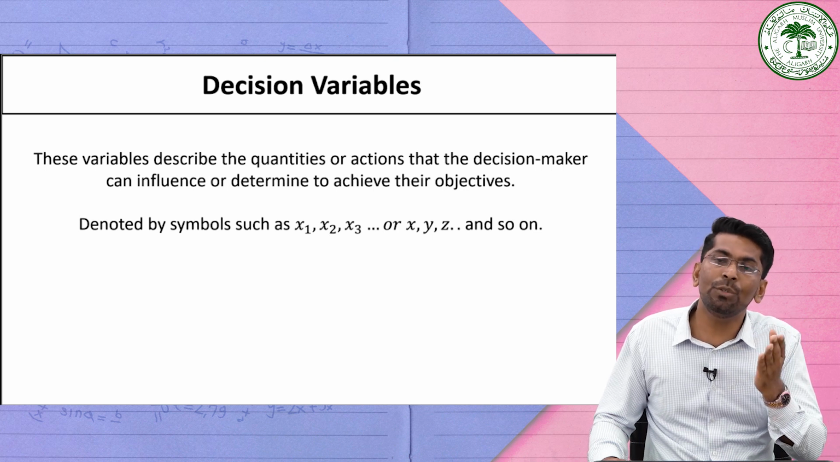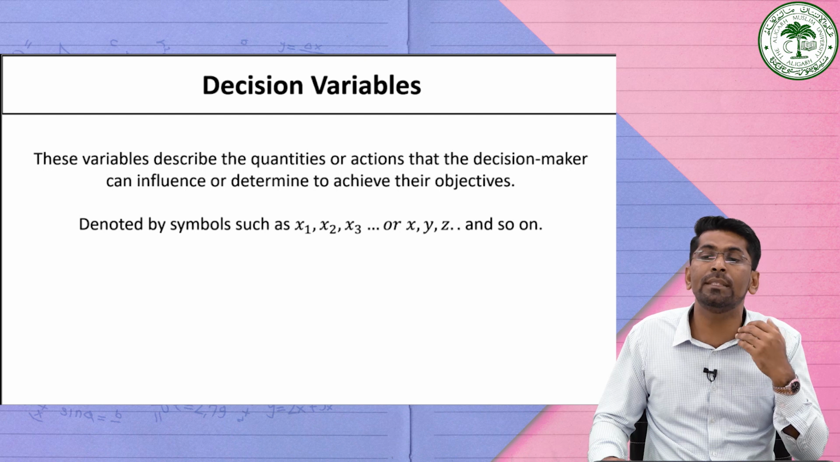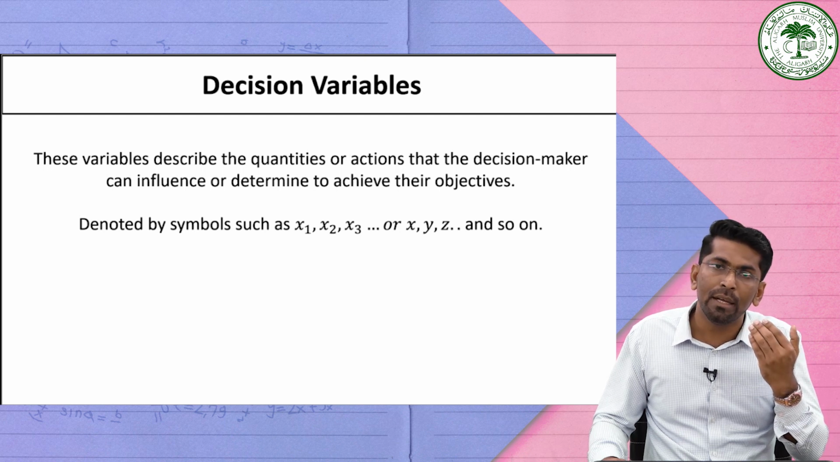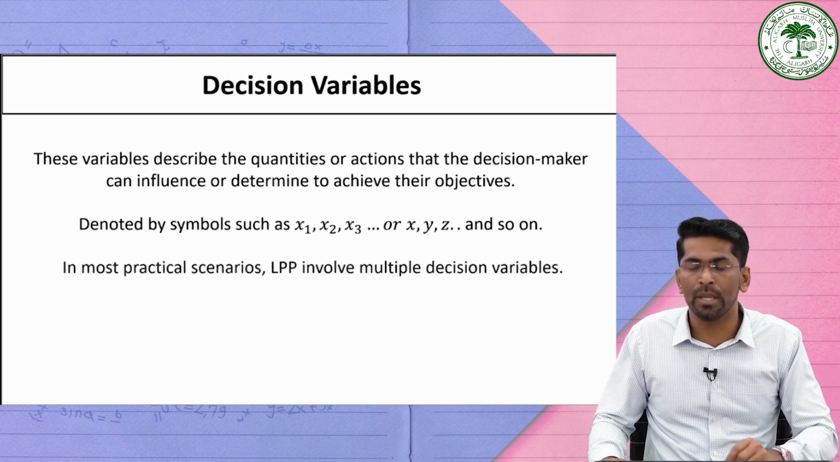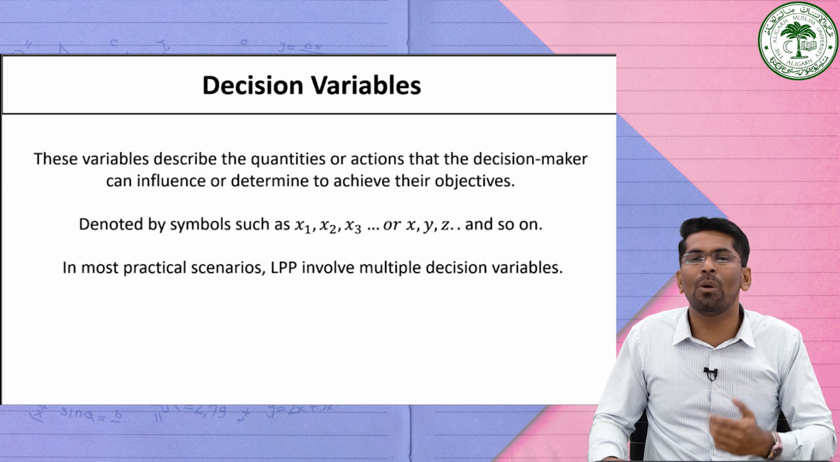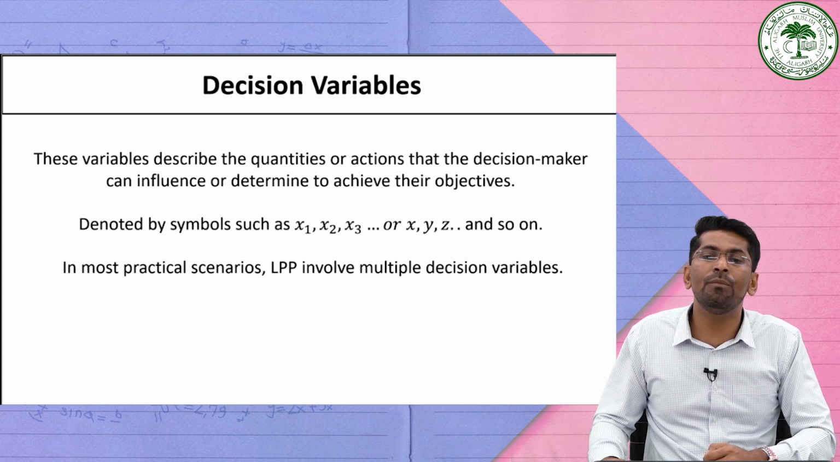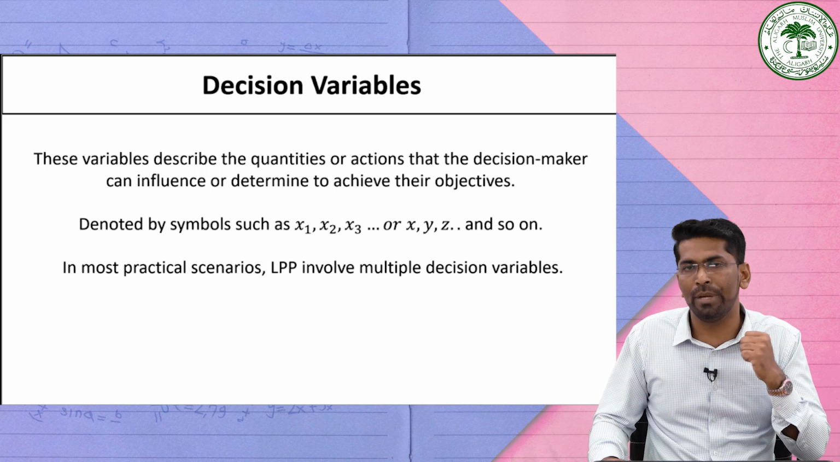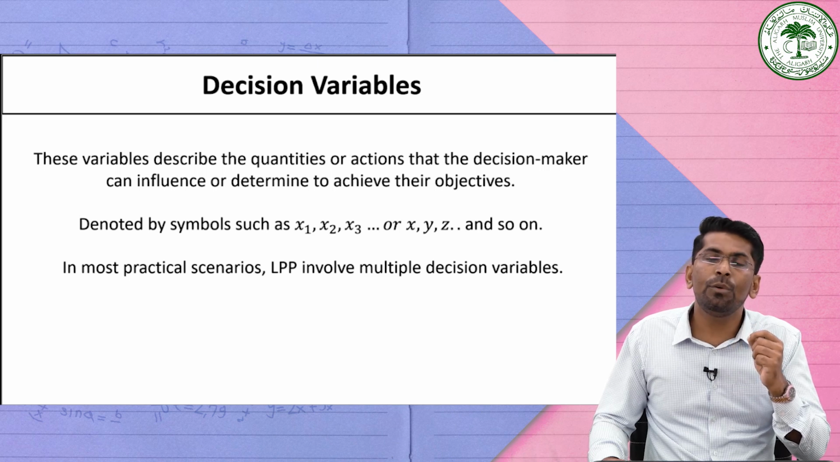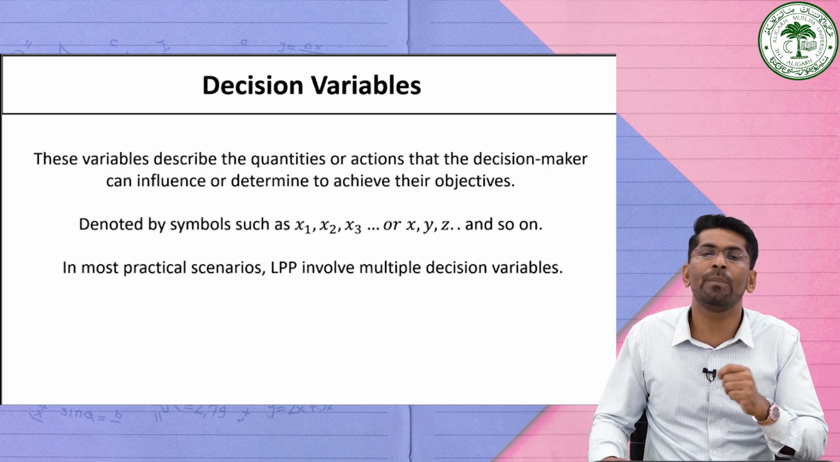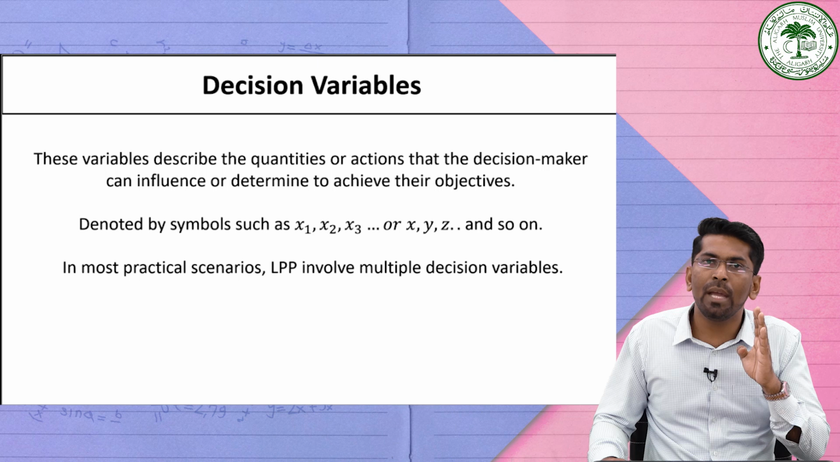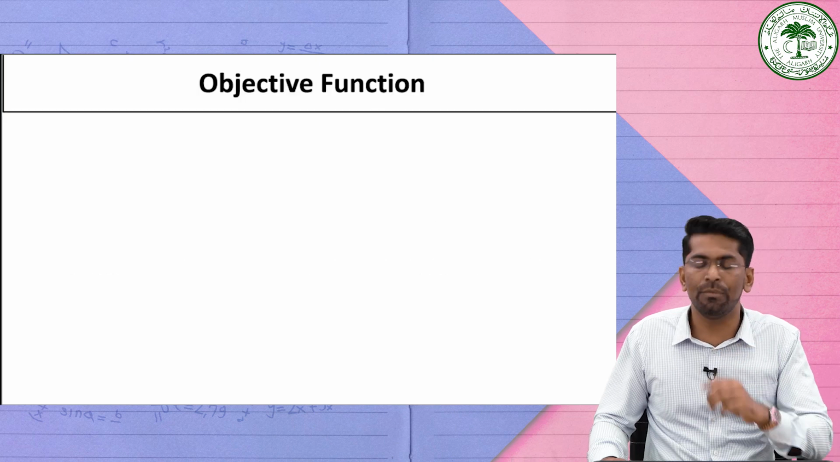Similarly, x2 may be another decision variable, which maybe represents the number of units of a commodity that a producer wants to produce. So like that, we can introduce many decision variables depending upon the nature of the given problem. In most practical problems, linear programming problems involve multiple decision variables, which means that two or more decision variables are generally involved in the linear programming problem.